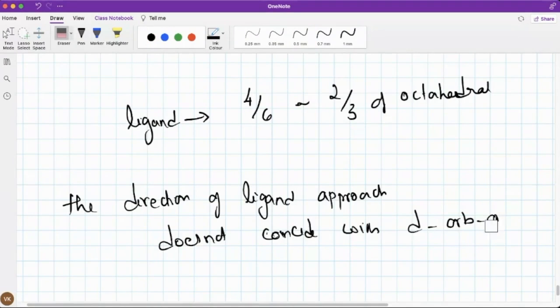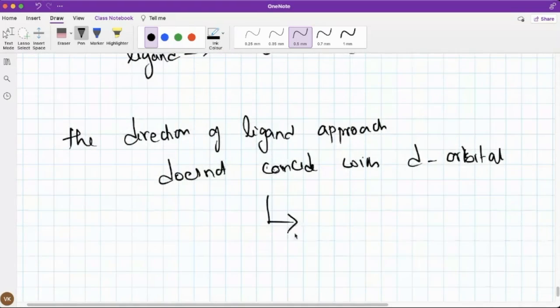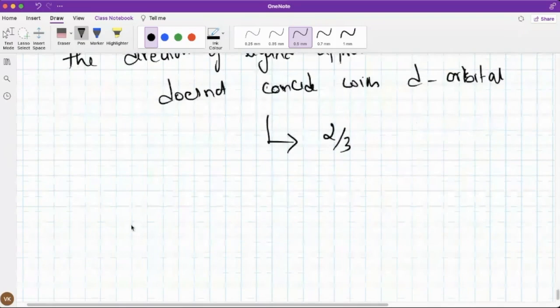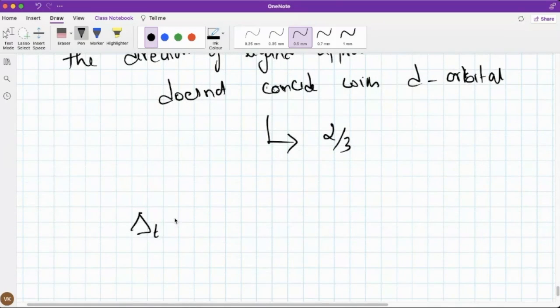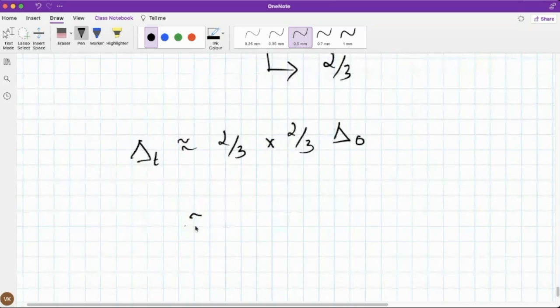So there is this mismatch, and that contribution is of 2 by 3 factor. So total delta T is approximately lower by 2 by 3 from the number of ligands and 2 by 3 from the direction, with respect to octahedral. So delta T is approximately equal to 4 by 9 delta naught.